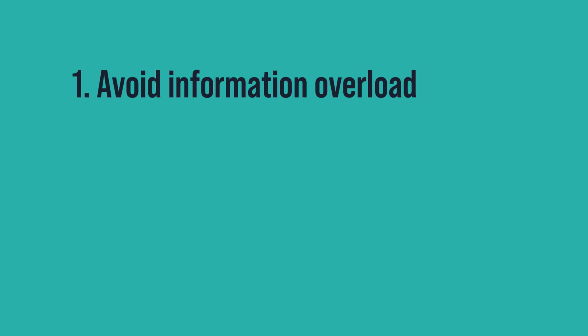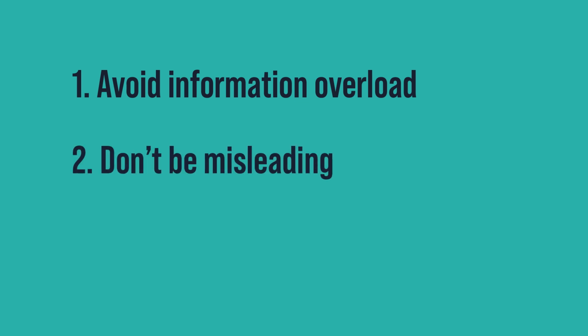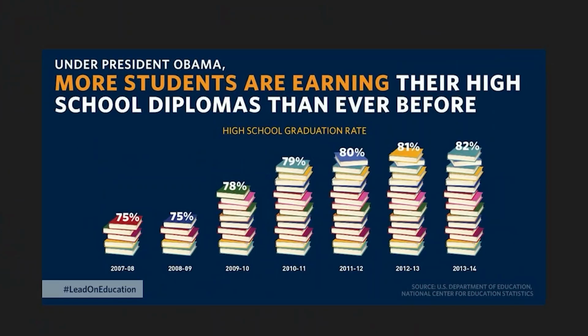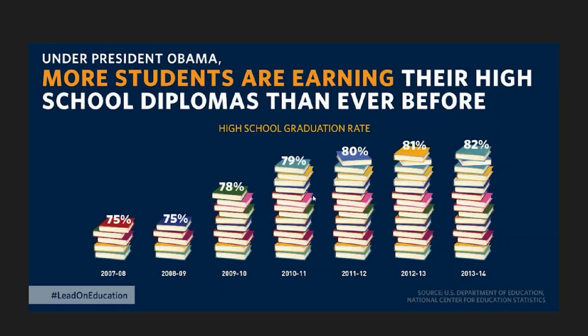The second thing we want to avoid in our graphs is being misleading. That could mean a couple different things. One example would be this visual on people graduating from high school and the fact that there are more than ever under President Obama. Perfectly valid statistics, but the challenge here is that it looks like the increase is much steeper than it actually is, because the y-axis starts at probably like 70% instead of 0. So the relative differences between these graduation rates look much, much steeper than they should be.